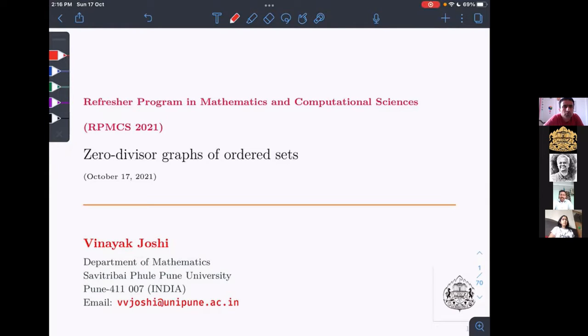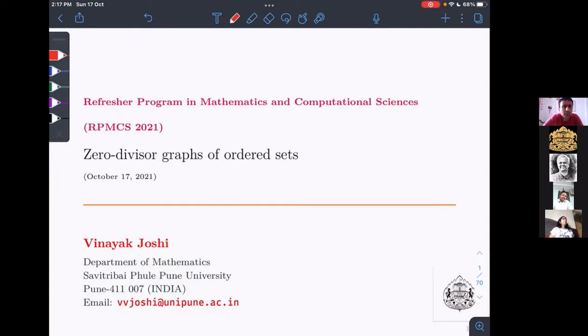For the past 2 or 3 years, he has also been focusing on the union-closed sets conjecture, which is also known as Frankl's conjecture, and he has made some progress in this direction. He has published over 50 research articles, given many invited talks, and organized many conferences and workshops in our department. He has received many awards and recognitions.